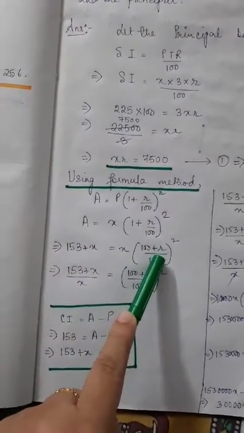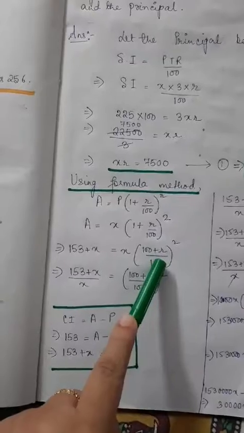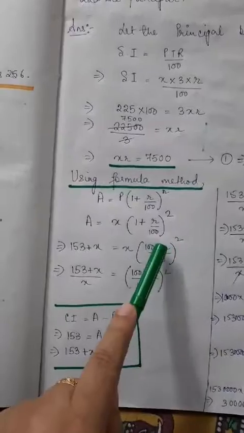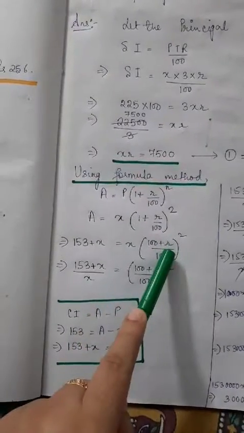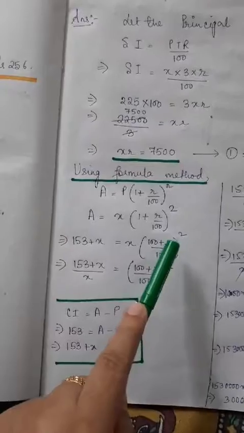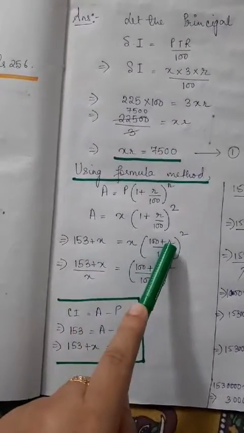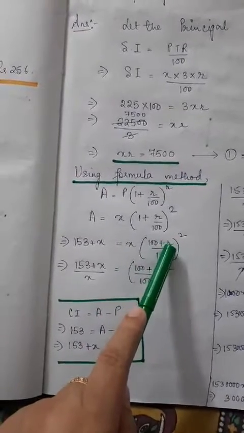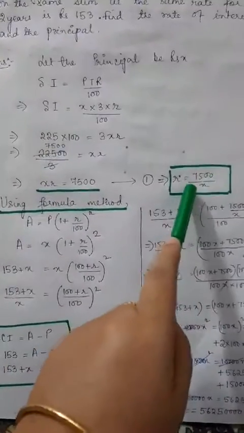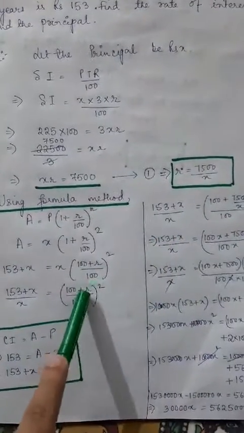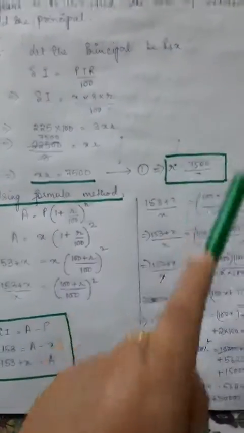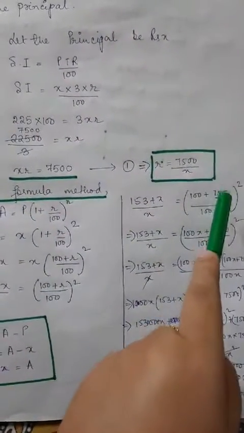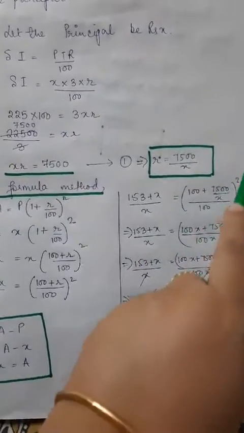R. But I cannot solve both the variables from a single equation. It's not possible. So what will I do? I will convert either X or R into a single variable. Either I'll convert R in terms of X or I'll convert X in terms of R. Better I convert R in terms of X. So that's why I have done this. So in place of this R, I'll put 7500 by X. So putting this R here as 7500 by X whole square.